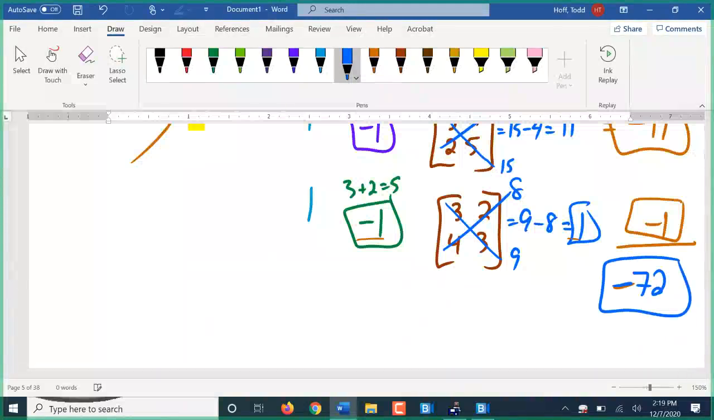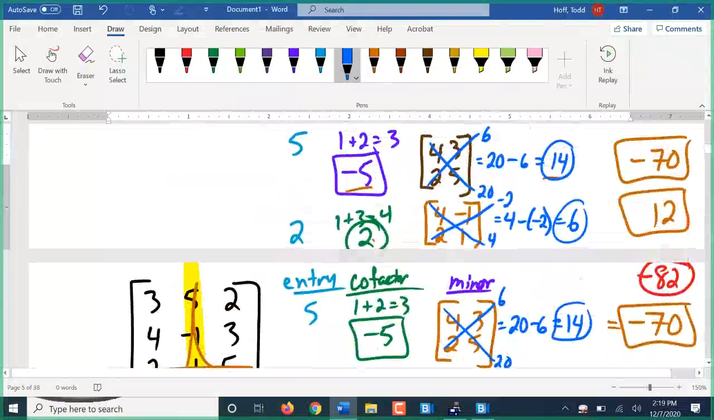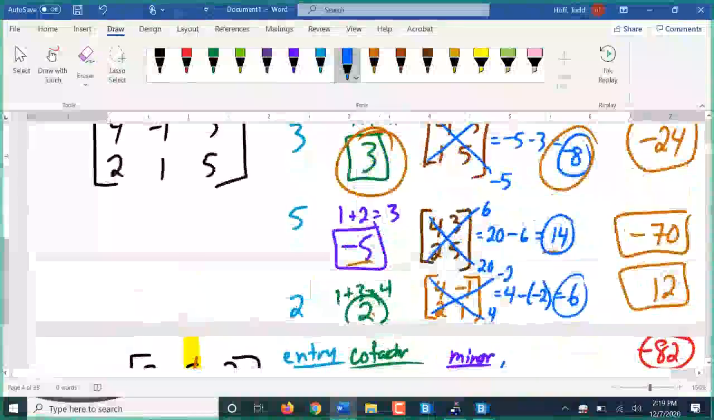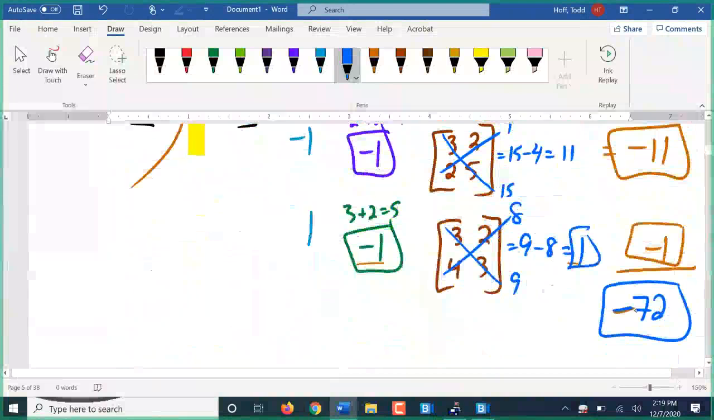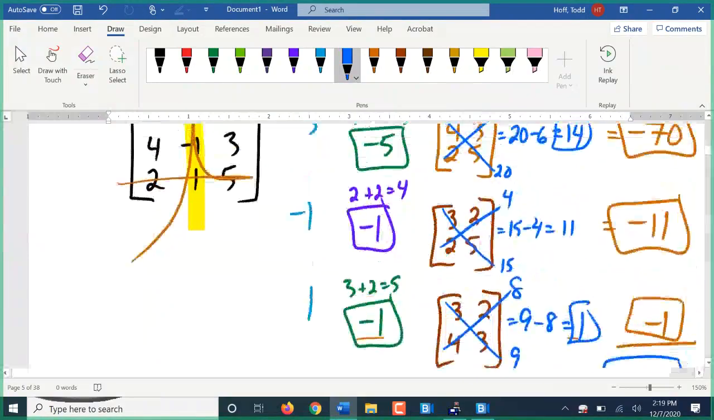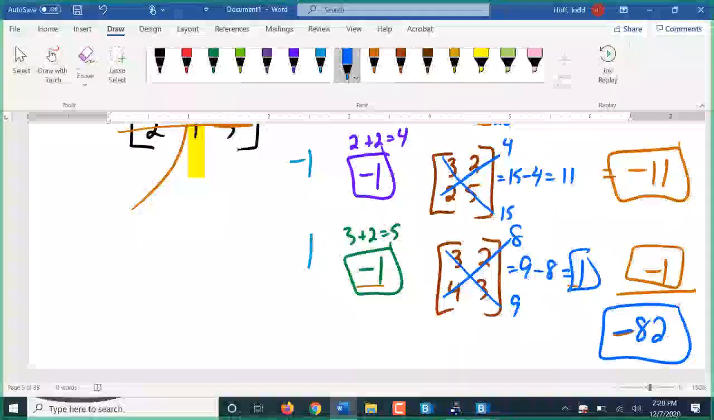So it does not matter which row I expand about or which column I expand about. The determinant here came out to be negative 72. Oops, not negative 72, negative 82. Helps if I add correctly. Negative 82 both times. So I get the same determinant if I add correctly, no matter which row or column I expand about.